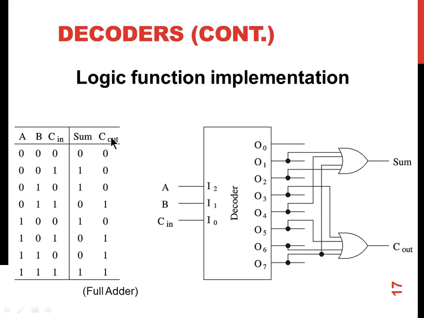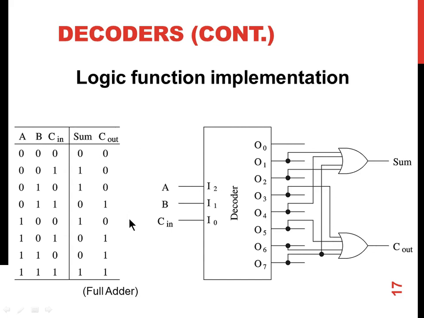Similarly, carry out will be high when the input combination is 0, 1, 1, which is 3; 1, 0, 1, which is 5; 1, 1, 0, which is 6; and 1, 1, 1, which is 7. So O3, O5, O6, and O7 outputs: if you OR them, you get the output that will be represented by your carry out. So this logical table, the input table, can be implemented using a 3 to 8 decoder with a few additional gates.